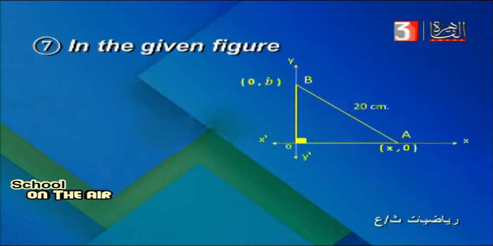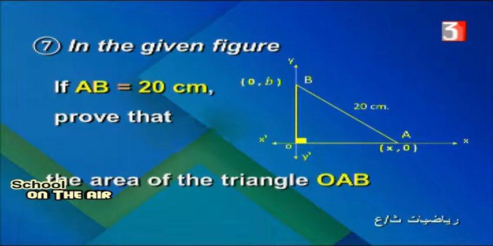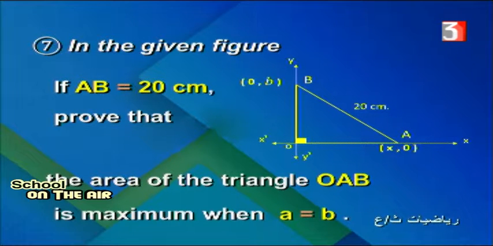Number 7. In the given figure, if AB equals 20 centimeters, prove that the area of the triangle OAB is maximum when A equals B.